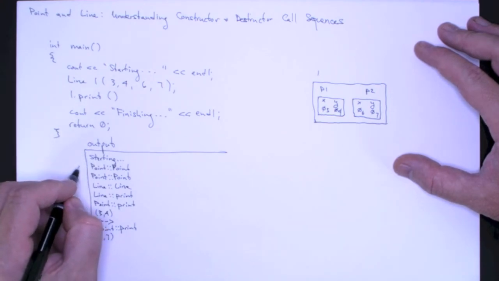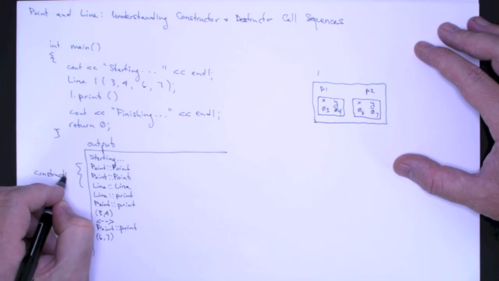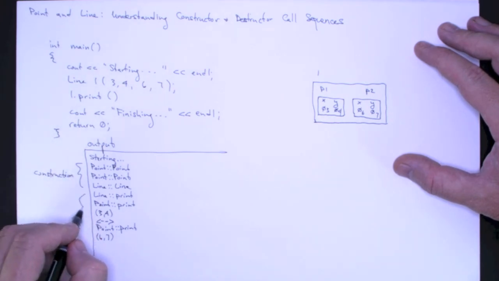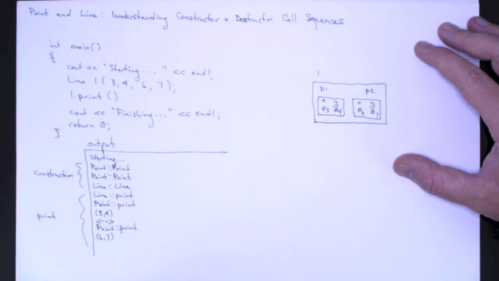So let's see. We get this from the construction process, and we get this from the print methods. Okay. Then we print "finishing."